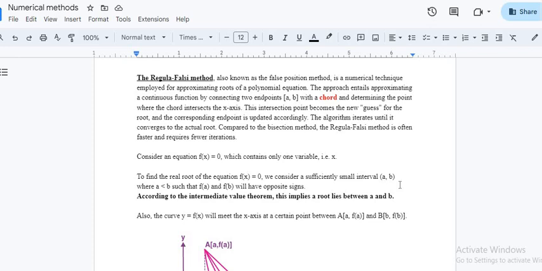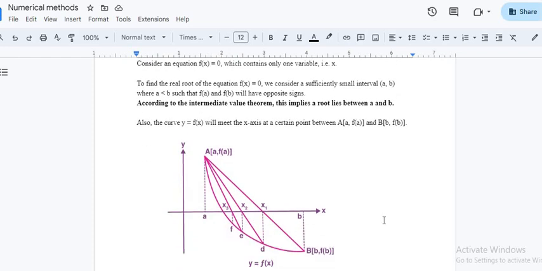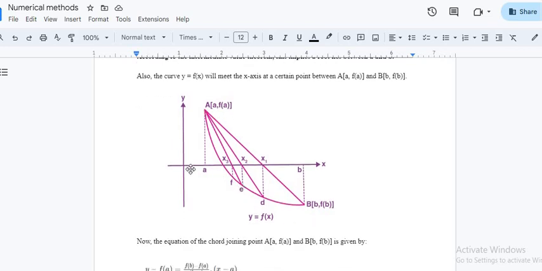Hello. Today we'll discuss numerical techniques to find the approximate roots of a polynomial equation. To do this, we're going to use the Regula Falsi method. In this method, one can consider a function plotted in a graph. Here we have plotted the x-axis, the variable, and here we are plotting the function. The nature of the function looks something like this.